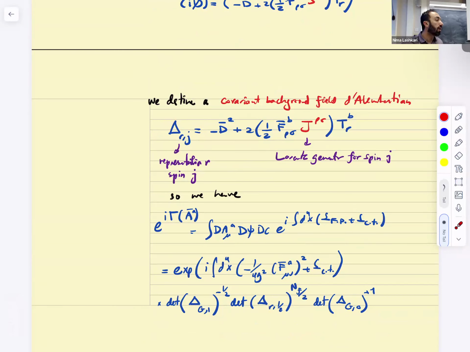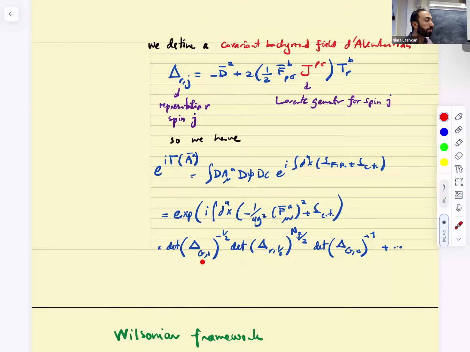What are the degrees of freedom in my problem? I have the gauge field transforming in adjoint, spin 1. This is minus half because it's bosonic. I have fermions that are spin half, and they're transforming in representation R. This is N_F over 2 because they're fermions, they're anti-commuting. There are N_F of them, right? Plus means they're anti-commuting. And then I'm going to have the ghost, which is delta G0, Lorentz scalar, but adjoint. And this plus has to do with their anti-commuting, right?